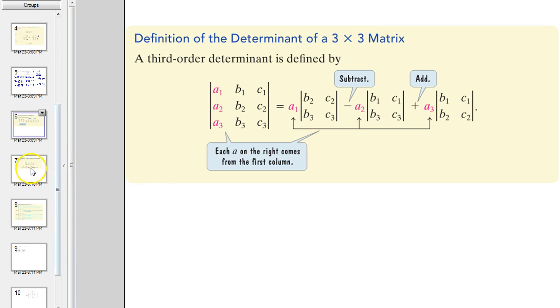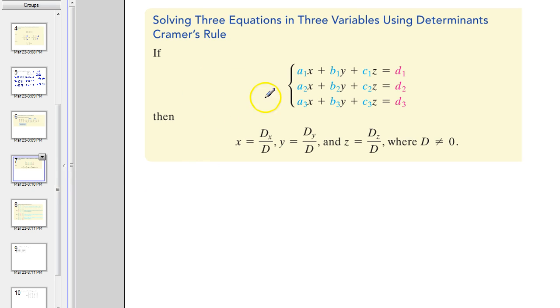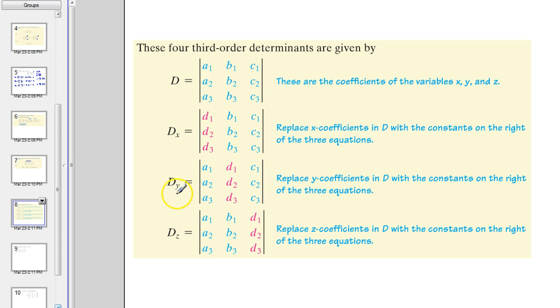All right, let's do one. Oh, there's Cramer's rule. So Cramer's rule applies here. It's just one more extension. You find the determinant of the left-hand side. This is D, the D matrix over here. And then you do the same thing. If you want to solve for x, you replace the A's with the D's. To solve for y, you replace the B's with the D's. To solve for z, you replace the C's with the D's. We'll go through that process after we practice coming up with a 3x3 determinant. So there's where D, Dx, Dy, Dz get their names.